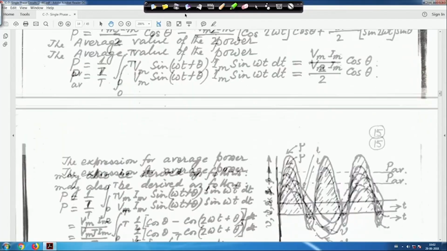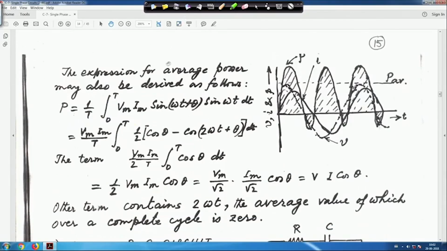Next, another way of doing this. This is the plot of the power. This is the current, and this dashed line is the voltage. V, I and P are all shown just to give you some feeling that they are waveforms. So this is the power. If you plot P = V into I, the plot will be like this.